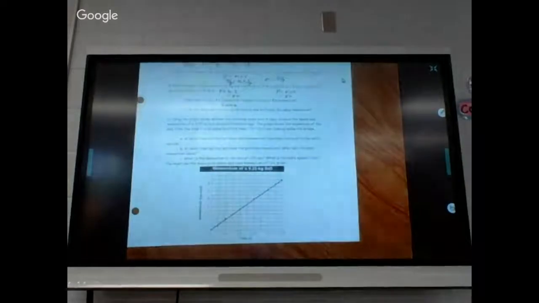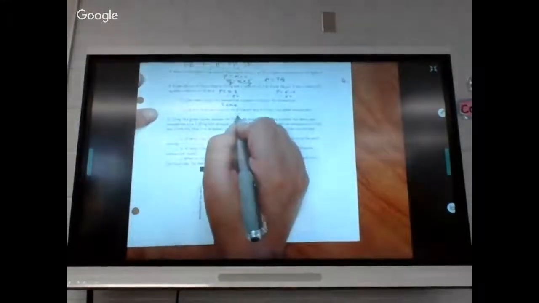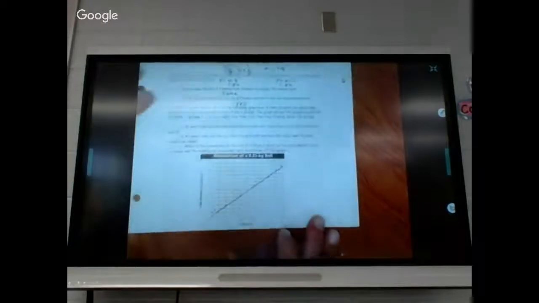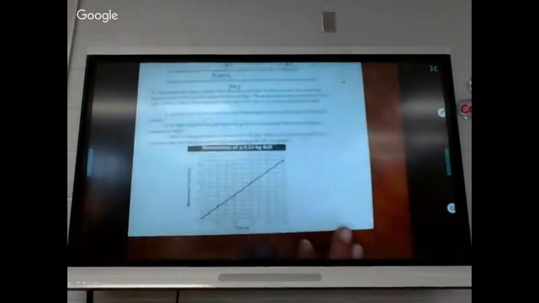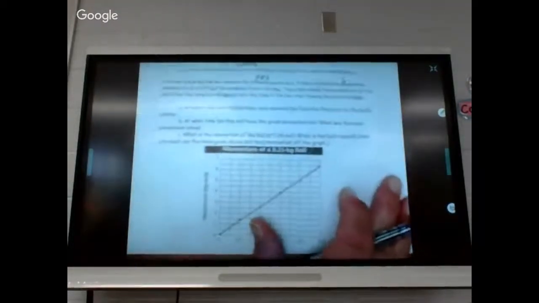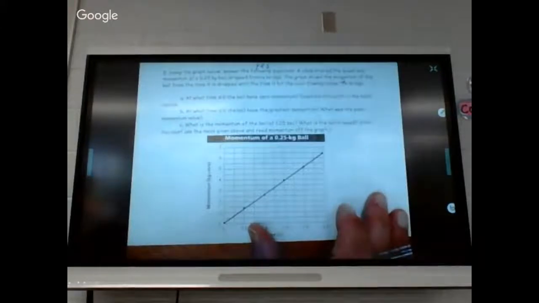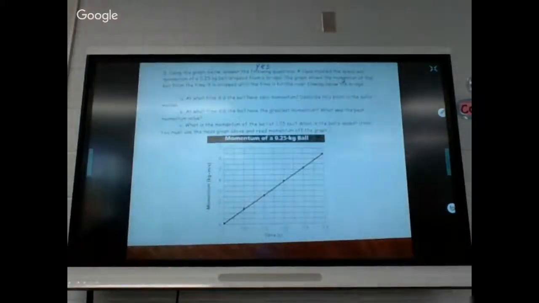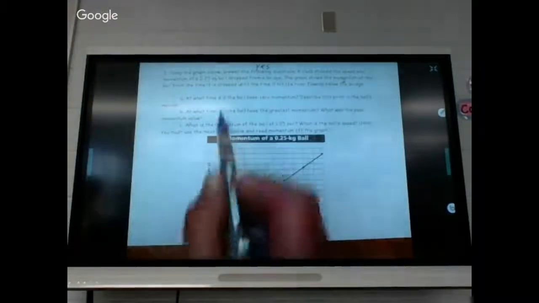So in B, what can you tell me? Can the velocity and mass be different and the momentum still be the same? Yes, they can. Now, in number 5, this is like what we did yesterday with the graphs. Let me make that graph a little bigger. All right. Now, this is the piece that a lot of people miss when we do this question.